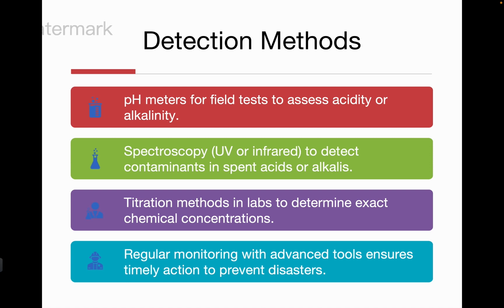Detecting spent acids and alkalis involves several techniques. Field methods like pH testing provide quick insights into acidity and alkalinity levels. Laboratory techniques such as titration determine precise chemical concentrations. Advanced technologies like spectroscopy help to identify contaminants in waste streams, including heavy metals. For example, inductively coupled plasma spectrometry is widely used to analyze hazardous components in spent solutions. Regular monitoring using these methods enables early intervention, reducing the risk of environmental contamination and human exposure.